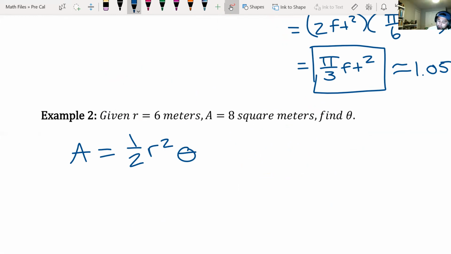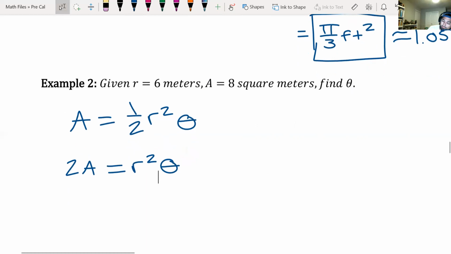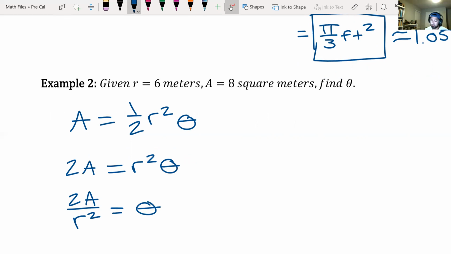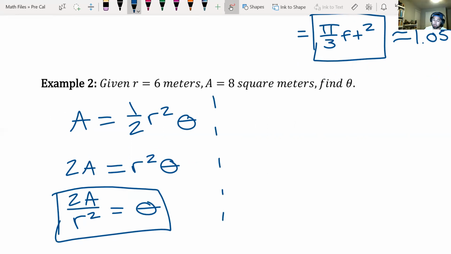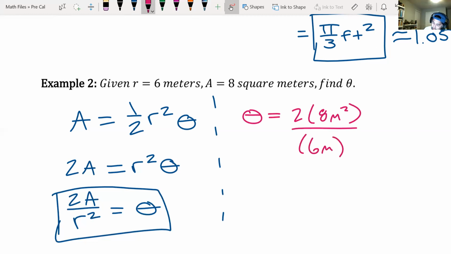So I'm just going to rearrange. I'll get rid of that 1/2 just by dividing it, which will give me 2A on the left equal to r squared theta. And then just divide by r squared, and you get 2A over r squared equals theta. So we just rearrange the area of a sector formula, and this is the new formula for theta, which means that all we have to do now is plug in everything that we know. So theta is going to be 2 times 8 square meters over 6 meters squared.